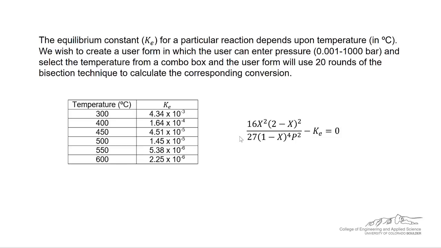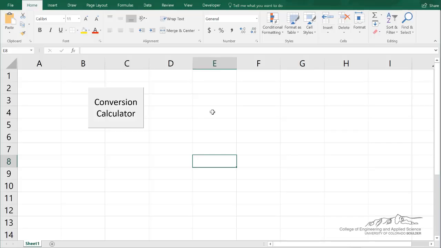It's quite complicated to solve explicitly for x. So we're going to use the bisection method, 20 rounds, to determine conversion given Ke and pressure. And again, Ke is going to come directly from a table here that depends upon the temperature. So let me just show you what we're going to be making.